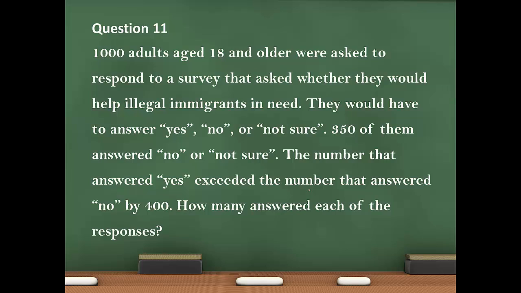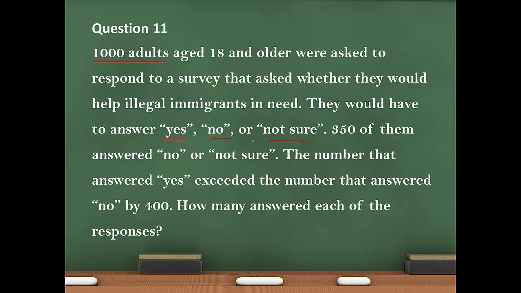Yeah, it is recommended. So here it is 1,000 adults. So everybody that answered the survey, 1,000. Okay, now we have 3 categories. We have those that answered yes. We can designate them as, let the number that answered yes be X. Let the number that answered no be Y. Let the number that answered not sure be Z.